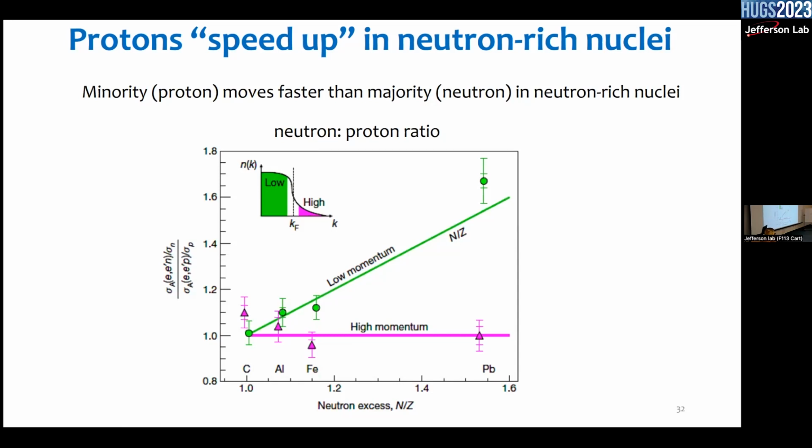Then you can do the direct measurement, comparing the neutron and proton observations in these nuclei. This is the cross-section ratio between a neutron and a proton in the same nucleus. You have carbon, aluminum, iron, and lead. The pink is the high momentum, and it's pretty flat around one, because all your NP pairs are mostly such that if you find a neutron in the high momentum tail, you find a proton. In your low momentum part, you see a similar trend with N over Z. That was a very interesting observation.